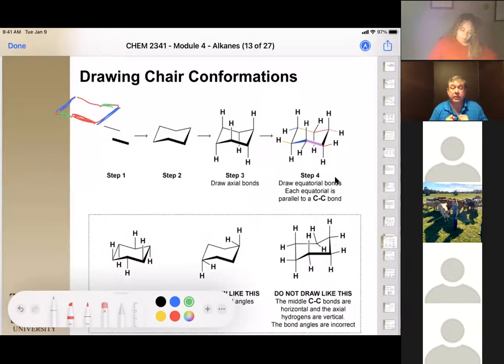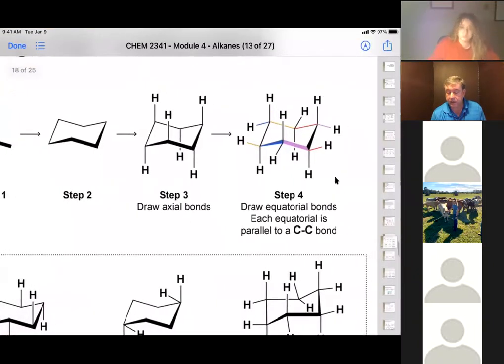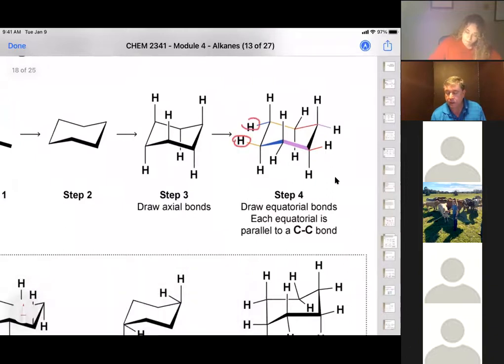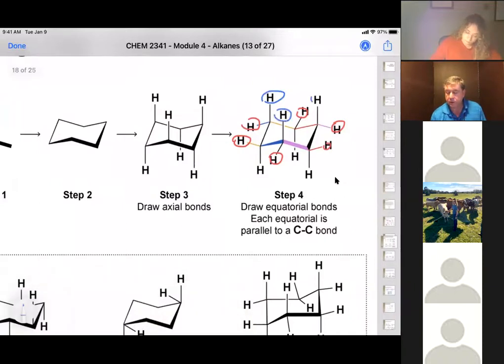Now we have to add hydrogens. So it's best to add the axial hydrogens first because you can go up, up, up, down, down, down, and then draw in the equatorials around the outside. Notice these are going to be pointing up and down, alternating up and down. So our equatorials, I'm circling in red here. Notice how they're all the way around the outside. And our axials, which I'm going to circle in blue here, all stick up in the same direction. All of these axials stick down in the same direction.